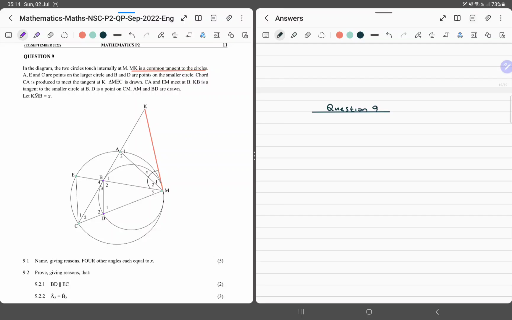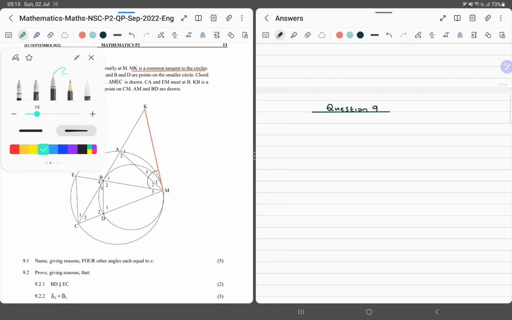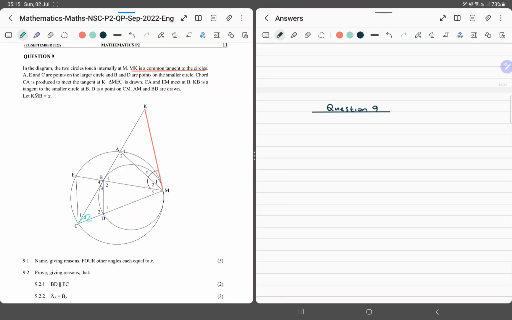Not a problem. Now chord CA is produced to meet the tangent at K. So there is CA, and it is produced to meet the tangent at K. Okay. And then what else do we know?